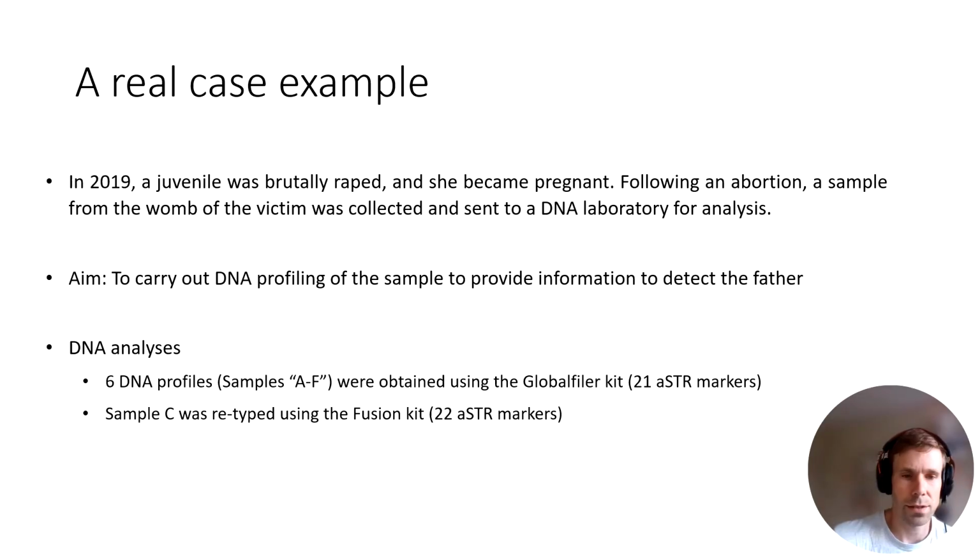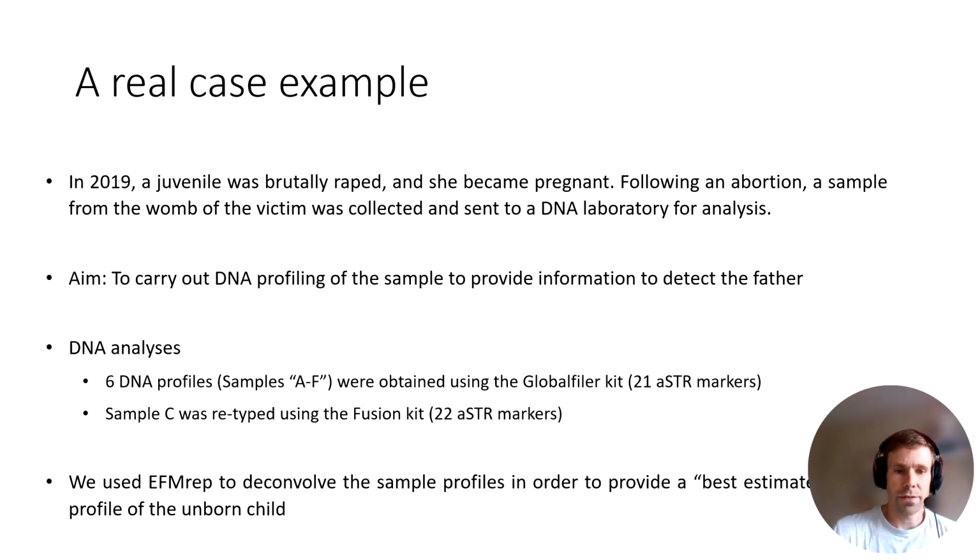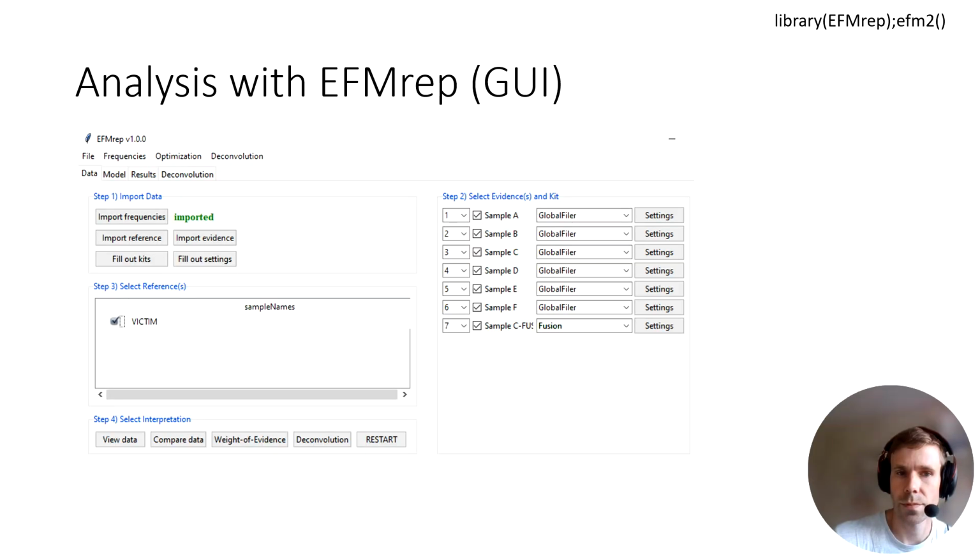So in this example, we got 6 DNA profiles, samples A to F, all evaluated with the GlobalFiler kit, except for sample C, which was retyped using the Fusion kit. So we used EFMrep to do the convolution of the sample profiles in order to get the best estimate of the genotype profile of the unborn child. Yes, the last sample C was re-evaluated.